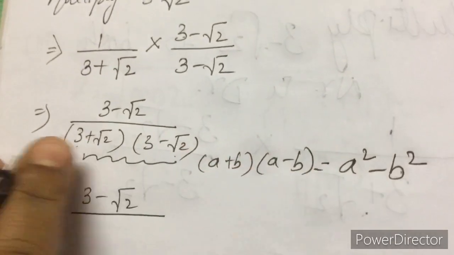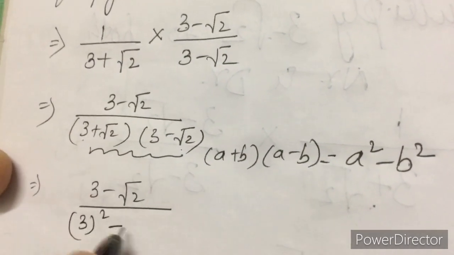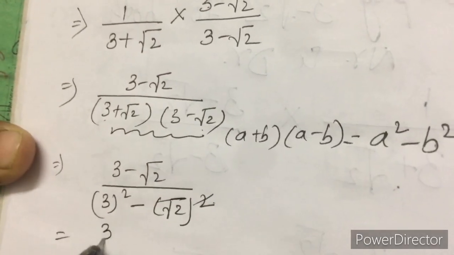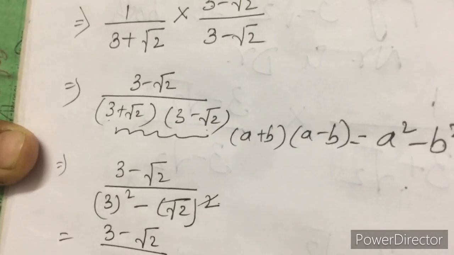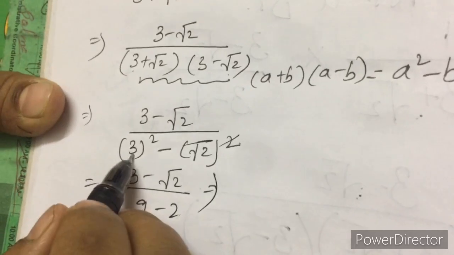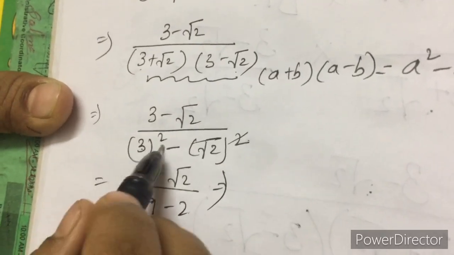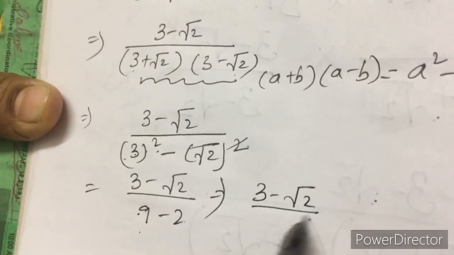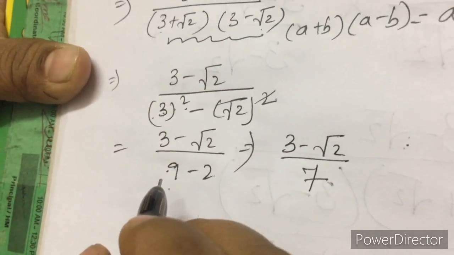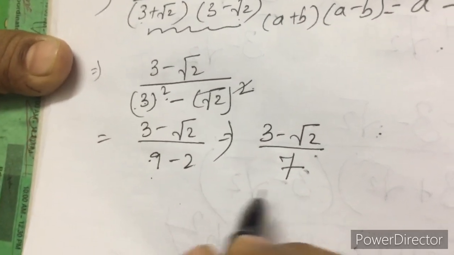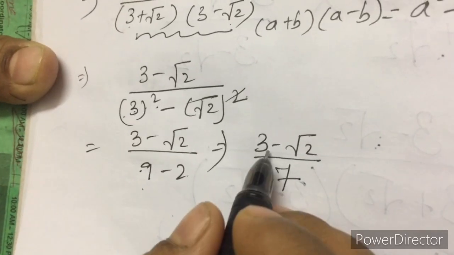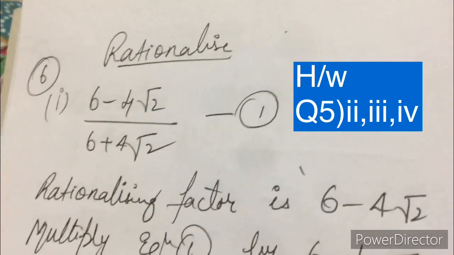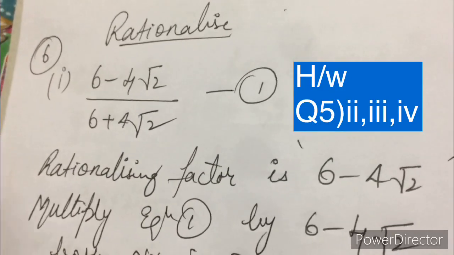Now A square minus B square. A is 3 whole square minus root 2 whole square. Clear? The square and root get cancelled. How much will you get? 3 3s are 9 minus 2. Please students remember, 3 square is 9, it's not 3. 3 3s are 9. 9 minus 2 is 7. So the answer is 3 minus root 2 by 7. Is it clear? So the rationalized denominator is 3 minus root 2 by 7. Did you understand this one? It's very clear. Fine. Dear students, I hope it is clear with you.